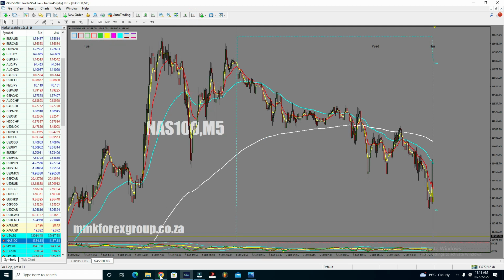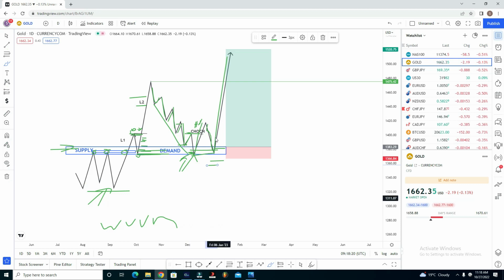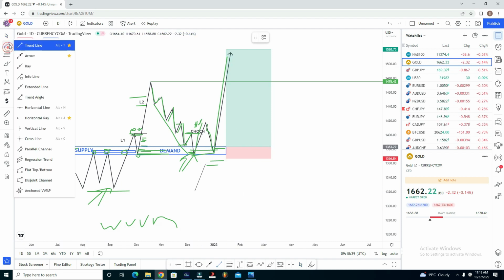Go and backtest this and understand this, because this will help you identify your peak formations. This will help you trade in line with the dealer. This will help you trade away from the peak.